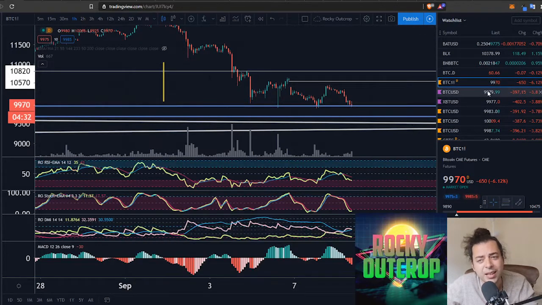Now the prices are 9978, and we're going to take a jump over towards the Bitcoin spot prices.